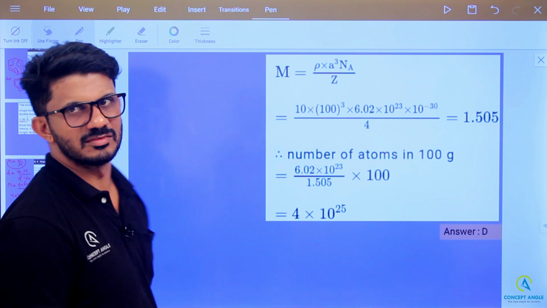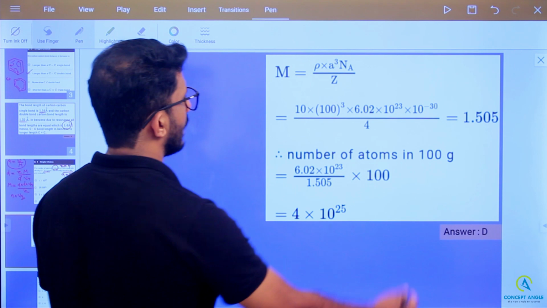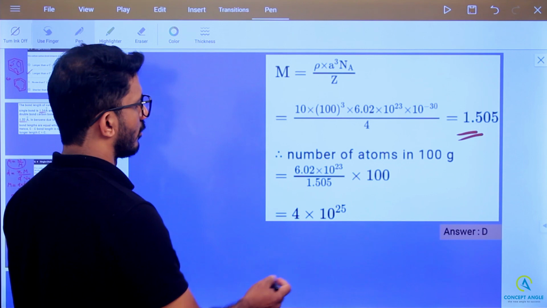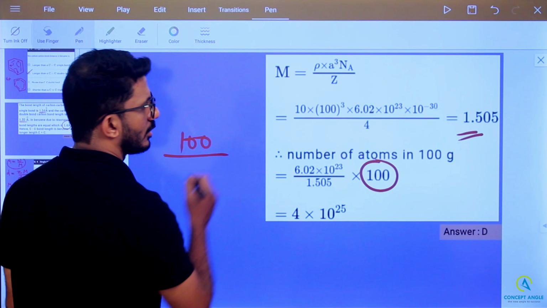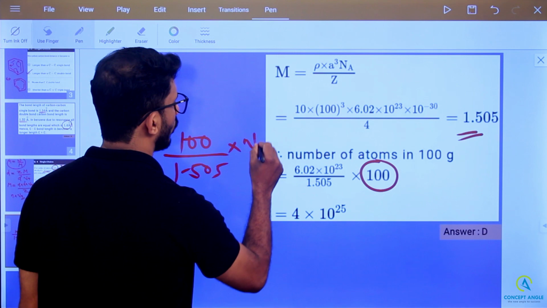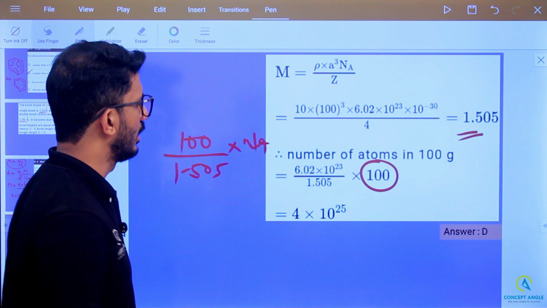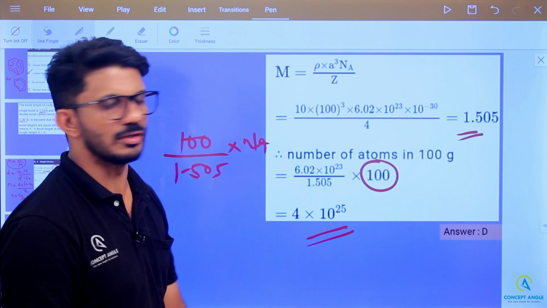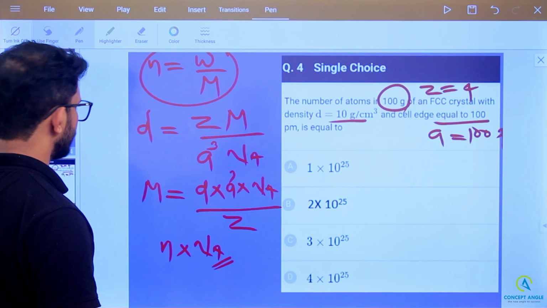Okay, and let's see the solution. This m is equal to rho a cube Na divided by z, and the answer is 1.505 as the molar mass. The number of atoms is the actual mass 100 divided by molar mass 1.505, into Avogadro number, that is 6.022 into 10 raised to 23, and the answer is 4 into 10 raised to 25 number of atoms in an FCC crystal. So the option is option D. Okay, let's see the next question.